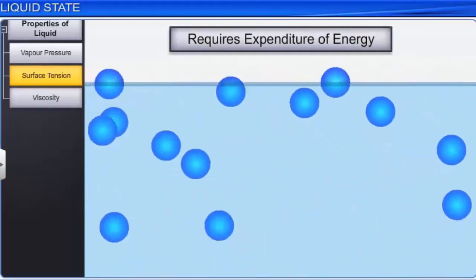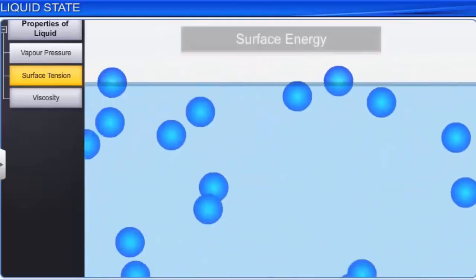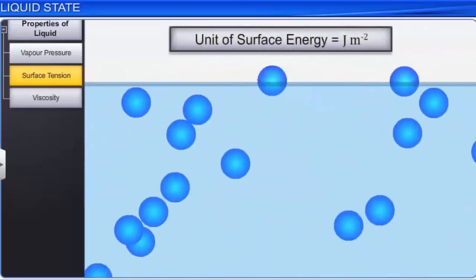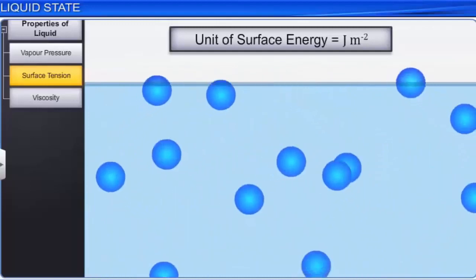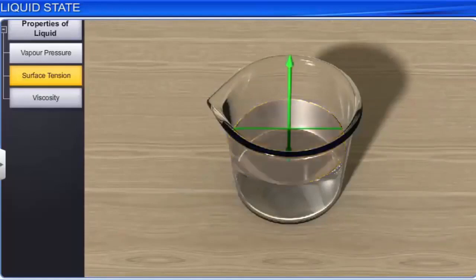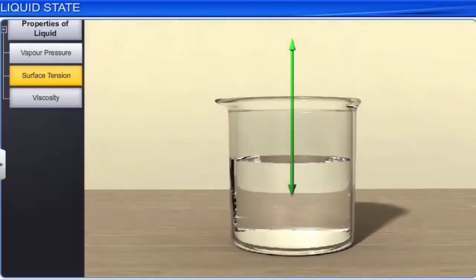The units of surface energy are joule per meter square. Surface tension may be defined as the force acting per unit length perpendicular to the line drawn on the surface of liquid. It is denoted by gamma and is measured in kilogram per second squared. Its SI unit is Newton per meter.